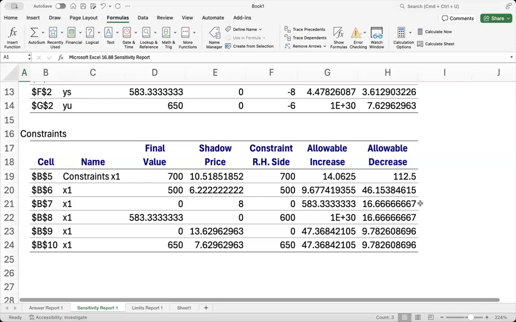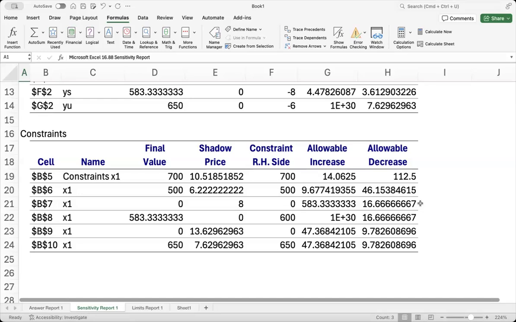Again, if you look at the shadow price, the constraints with positive shadow price, you see they are binding, right? They are active. So that means if you change the right-hand side of these constraints, we can improve the objective function.